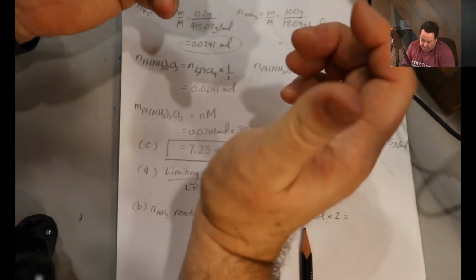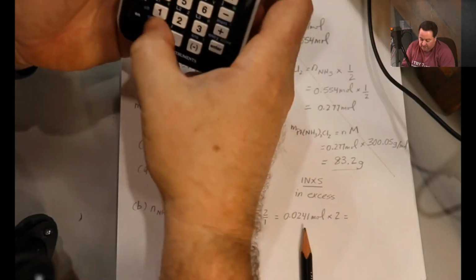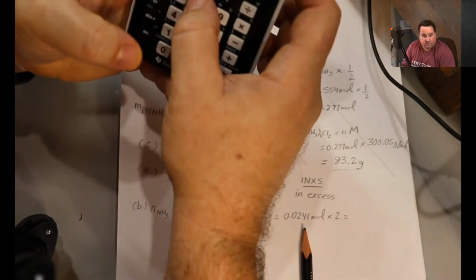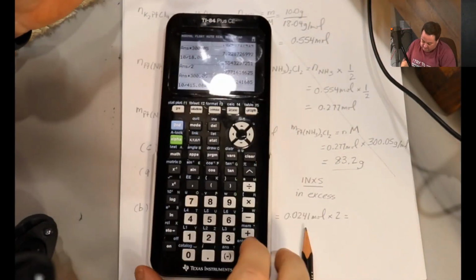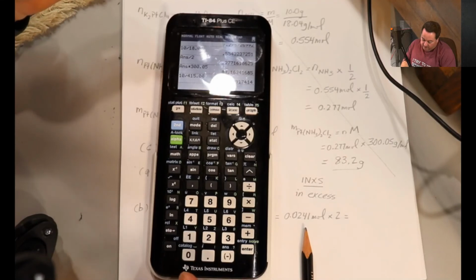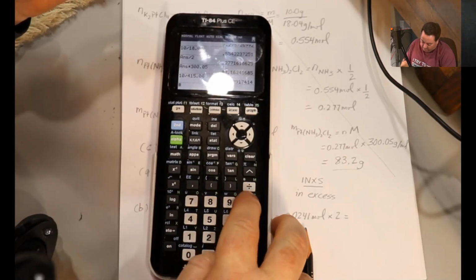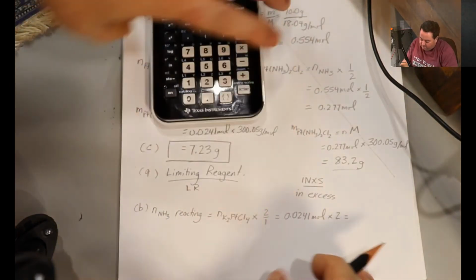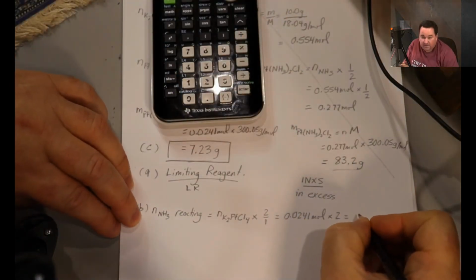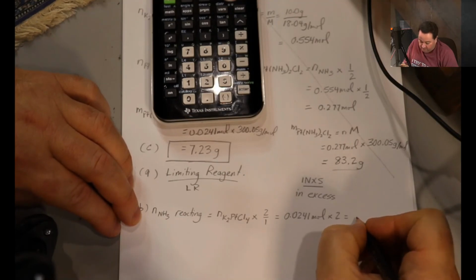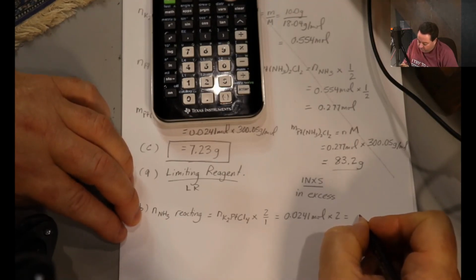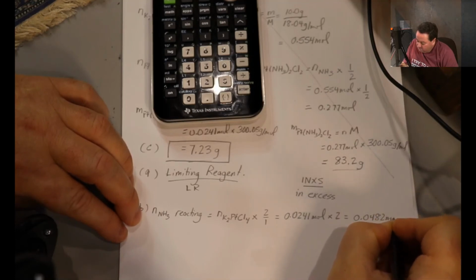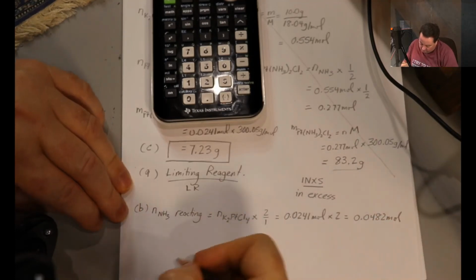So I'm going to get that on my calculator screen again. 10 divided by 415.08. So there's my original value. I'm going to multiply it by 2, and I get 0.0482 to 3 significant figures, but I'm going to leave the unrounded value on the screen. 0.0482 moles of ammonia. That's how much can react.